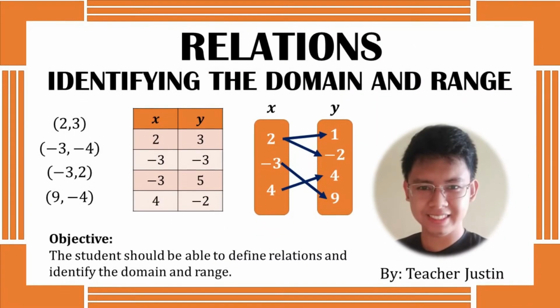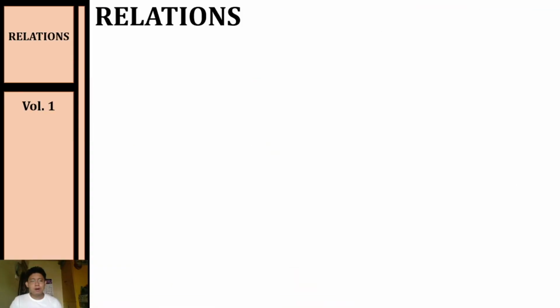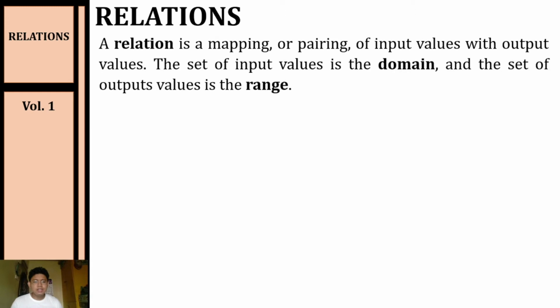On today's topic, we're going to talk about finding the domain and the range of given relations. Alright, let's first talk about relations. A relation is a mapping or pairing of input values with output values. The set of input values is the domain and the set of output values is the range.